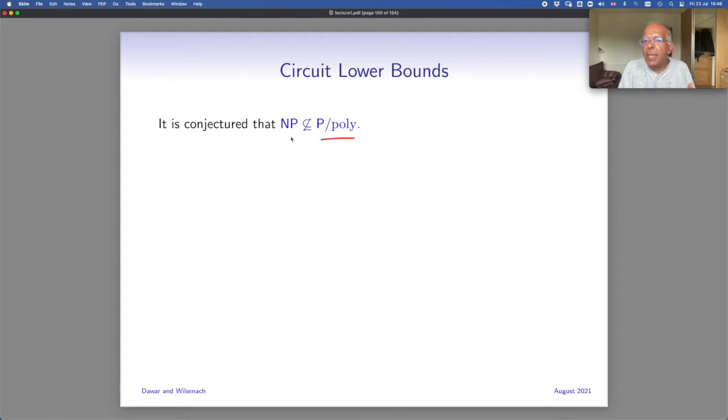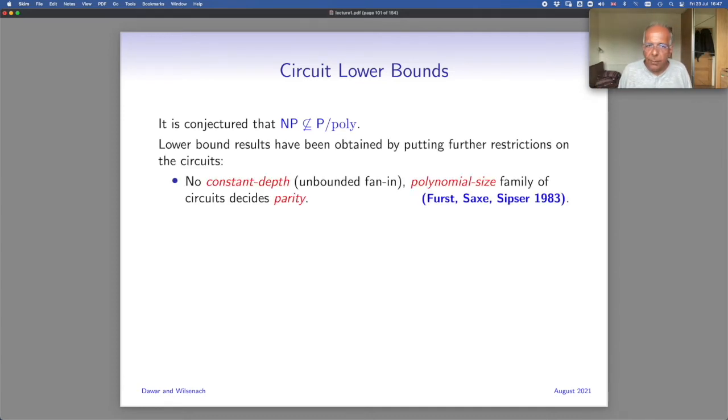And what this is saying is that NP-complete problems can't be computed even like this. That is, for any particular input you really need to do a super polynomial amount of work. That's what this conjecture is saying. Of course we don't know how to prove it, but in pursuit of this conjecture, people looked at further restrictions on the circuits and proved real lower bounds.